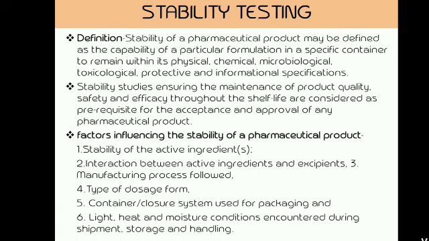Now, several factors which influencing the stability of pharmaceutical product. So, first one is the stability of active ingredient. Active ingredient means drug. The stability of drug must be maintained within the shelf life of particular pharmaceutical formulation. Second one is the interaction between the active ingredient and excipient. Third is the manufacturing process. Fourth one is the type of dosage form. As we know, the type of dosage form, it may be liquid dosage form and solid dosage form. So in which type of dosage form, it may remain more stable.